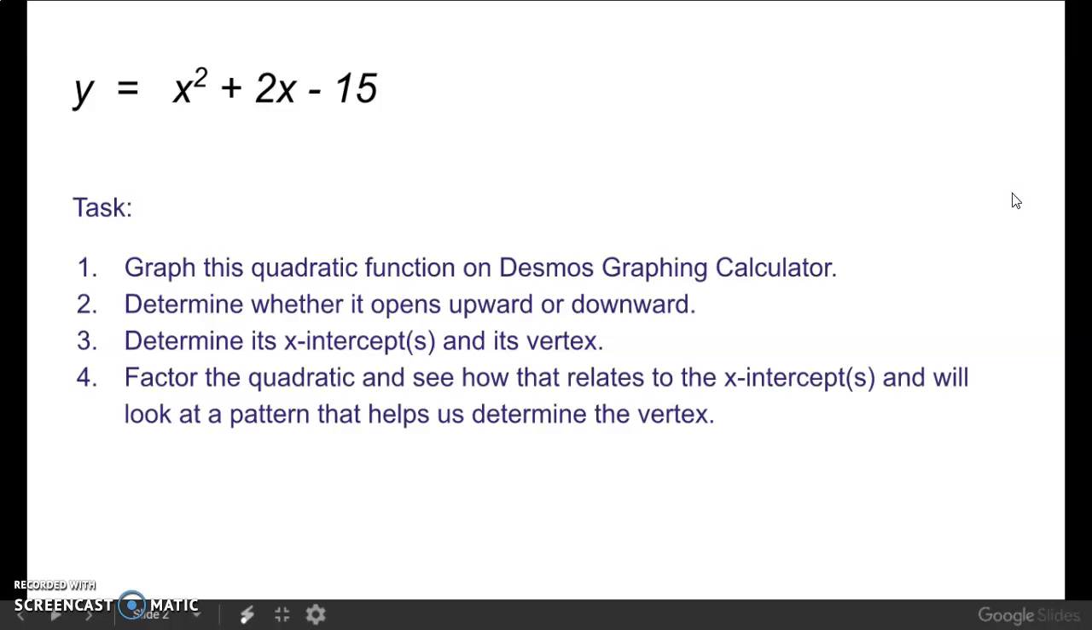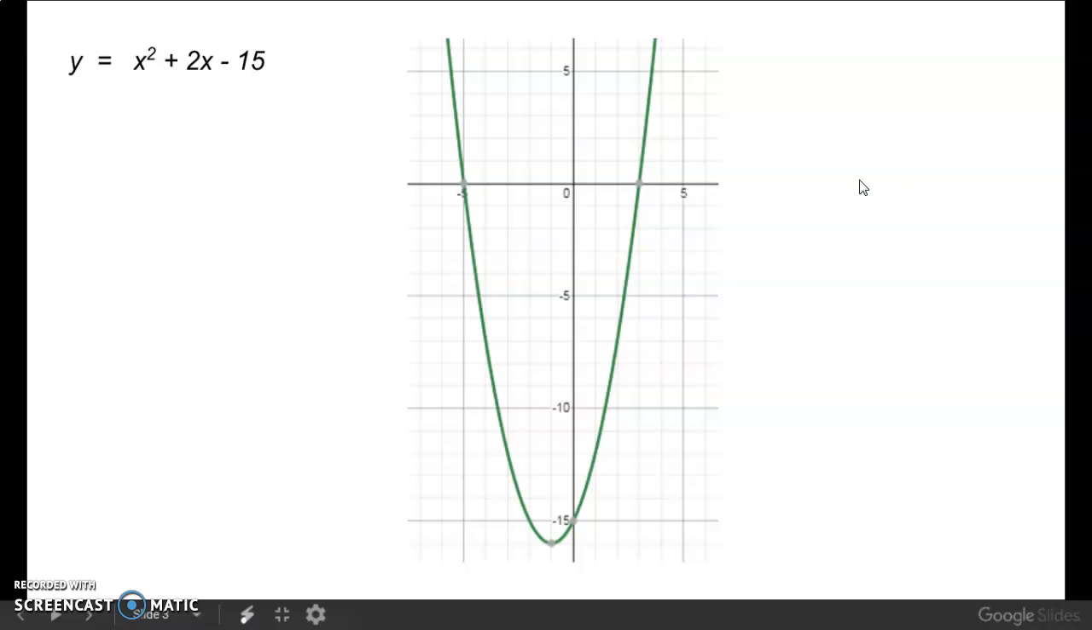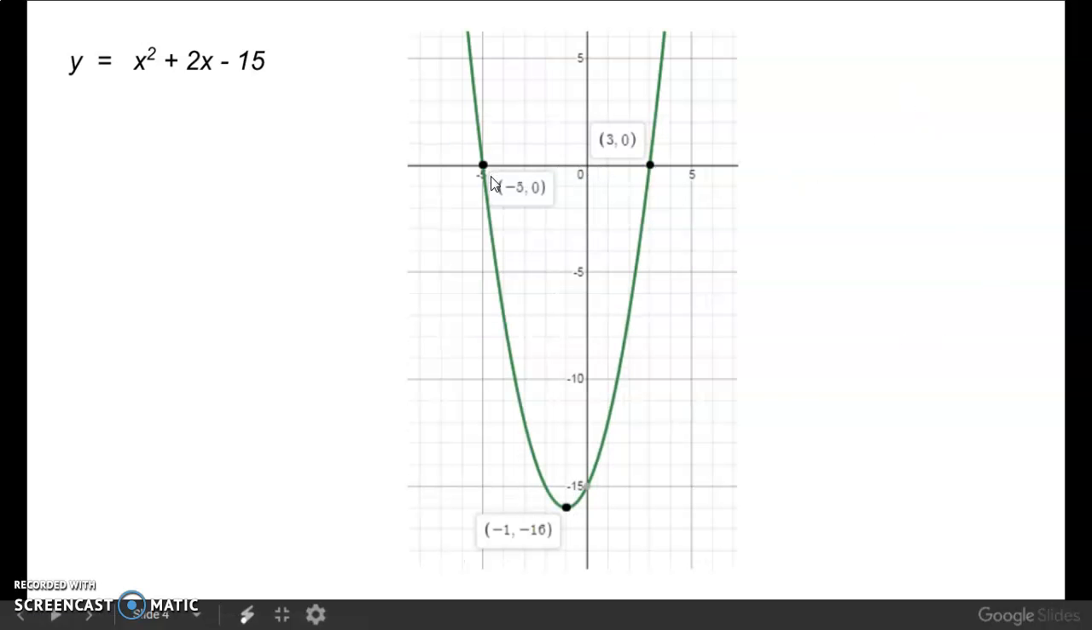All right, let's take a look at the Desmos graph for this one. You can see clearly that this opens upward. If it's like a bowl, we say it's an upward opening parabola. Its x-intercepts, where it crosses the x-axis, are here and here, and the vertex is down here. Desmos has this nice feature where if you click on a point, it gives you the coordinates of that point. The coordinates for the x-intercepts are (-5, 0) and (3, 0), and the coordinates for the vertex are (-1, -16).